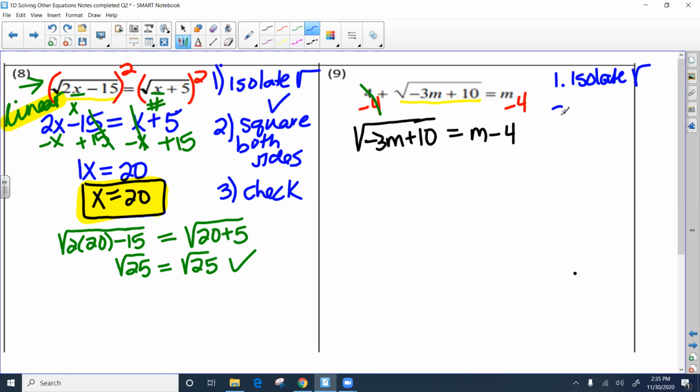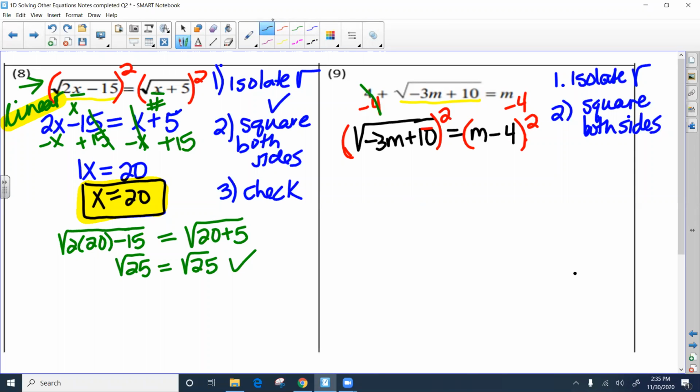All right, now step 2 is to get rid of the radical. This one, a square root. So to get rid of a square root, I have to square both sides. Okay. So on the left side, I'm going to square this to get rid of the square root. Now on the right side, I have to square this whole side. So just like I do on the other side, I'm going to put this in parentheses and square it. Okay, so m minus 4 squared, or to the second power.